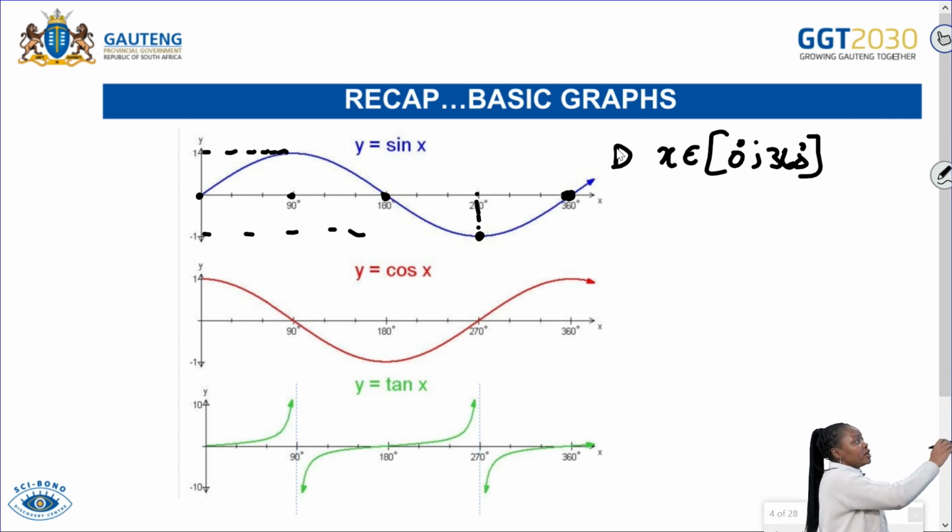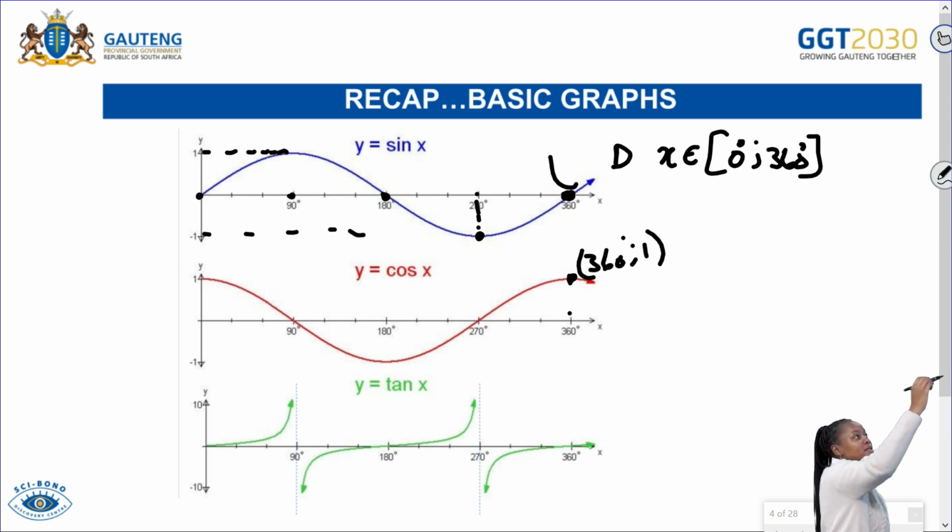When you are looking at the cosine graph, you will notice that it also ends at 360 degrees, but for the value of x at 360 degrees you will have y as 1, whereas in the sine graph, you have 360 degrees giving 0.